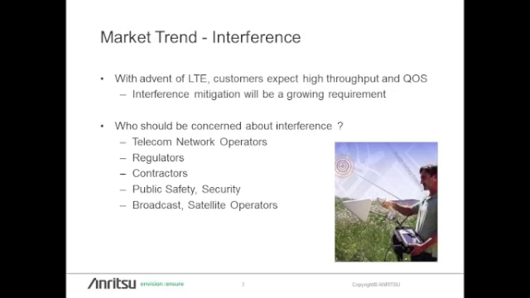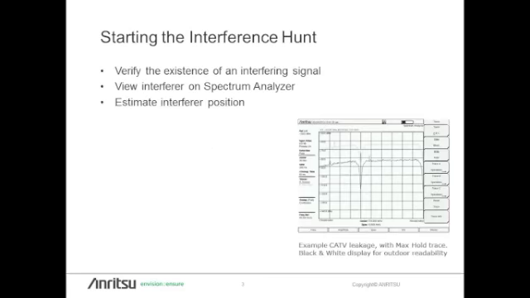So who's concerned about interference? Well, really just anyone that operates anything wireless. Telecom or cellular operators, government regulators, contractors that work really for all of the above, public safety, homeland security, police, fire, broadcast, AM, FM, TV, satellite operators, and so forth and so on. So there's a lot of people out there that need to be concerned about interference, and specifically how to mitigate that to have a good and reliable network.